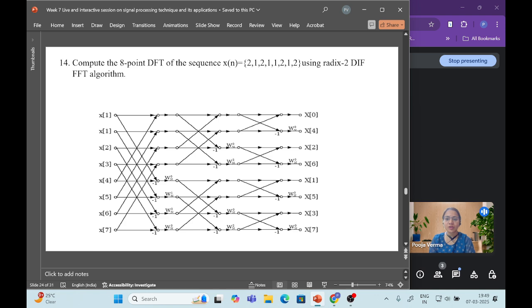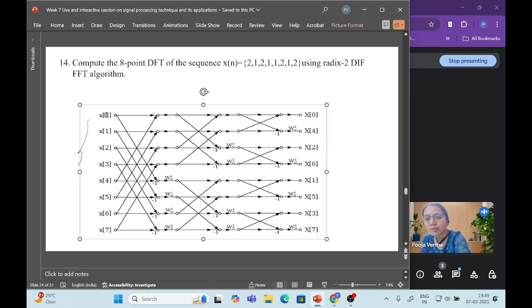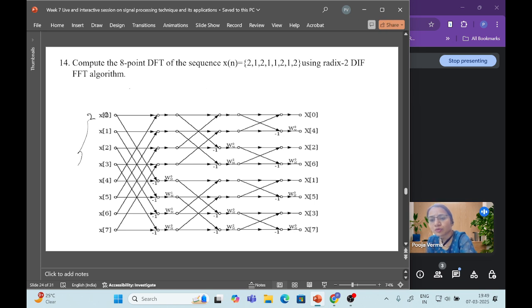Similarly, next question is related to DIF. Okay, here the sequence is given here. It is mistakenly it is 0. Okay, here input is in sequence and output is in reverse order. That means 2-point DIF. So x of n is given. That is here we can directly put it. Just a minute. So it is 2, 1, 2, 1, 1, 2, 1, 2.